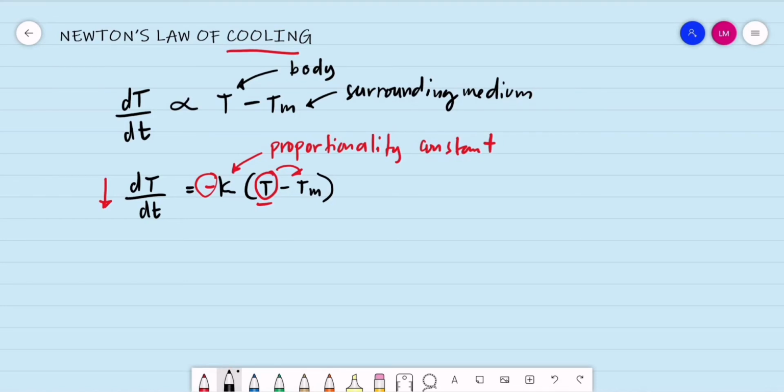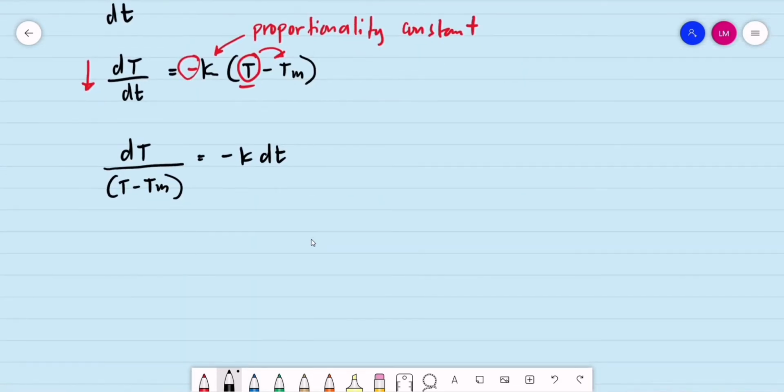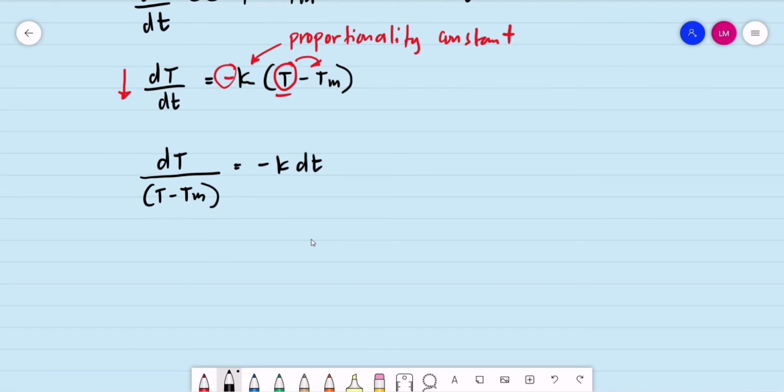So this is now the change in temperature. By cross multiplication, this is to be divided by the temperature minus the temperature of the surrounding medium, which is now equal to negative k multiplied by the change in time. So we are now to integrate both sides of the equation. What is the integral of dT over T minus T sub m?